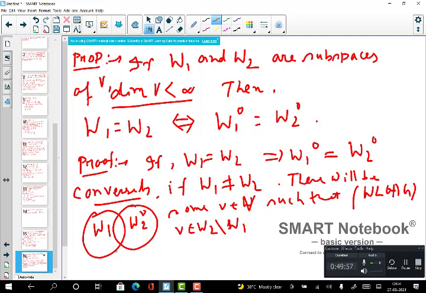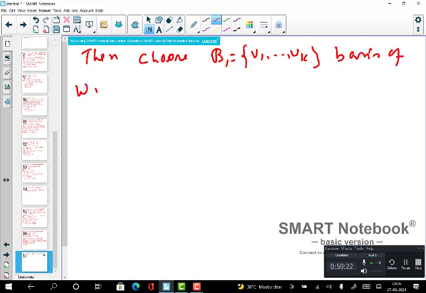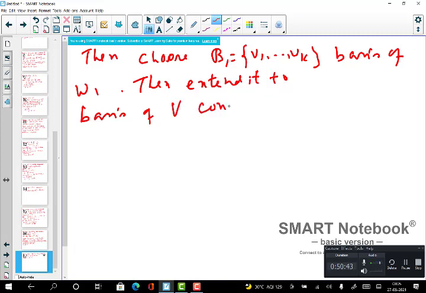Then you choose a basis of W1, okay, and then extend it to a basis of W2 containing v. Say v1, v2, ..., vk is some basis of W1, and then extend it to a basis of V containing v. Since v is not inside W1, that means v is linearly independent with v1 to vk. You can always add it, and that will again be linearly independent, right?